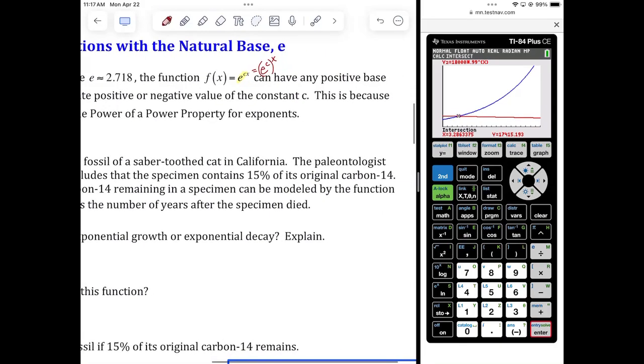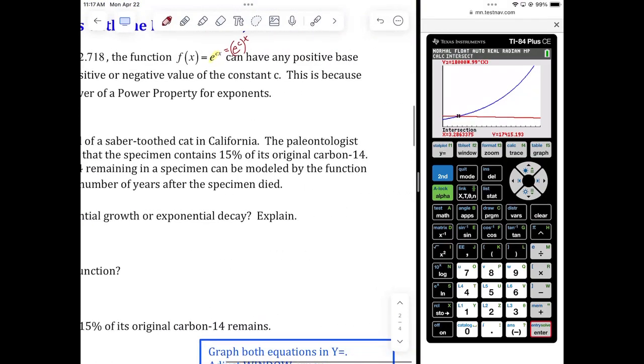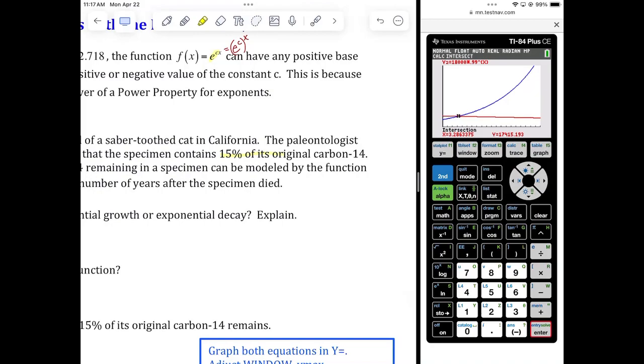Probably kill you. The paleontologist analyzes the fossil and concludes that the specimen contains 15% of its original carbon-14. What the heck does carbon-14 mean? Have you heard of carbon-14 dating? There's something called carbon-14 dating, everybody, and it's what paleontologists and archaeologists use to approximate how old a once living object is when they discover it.